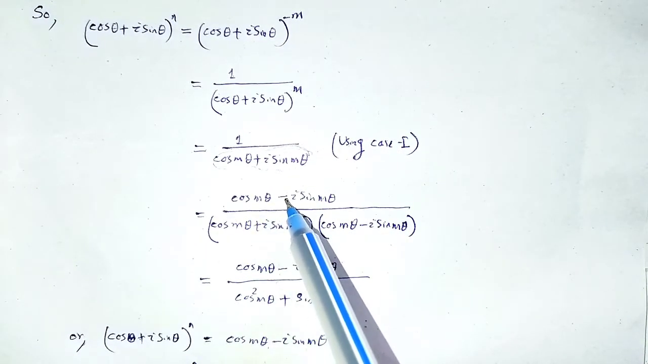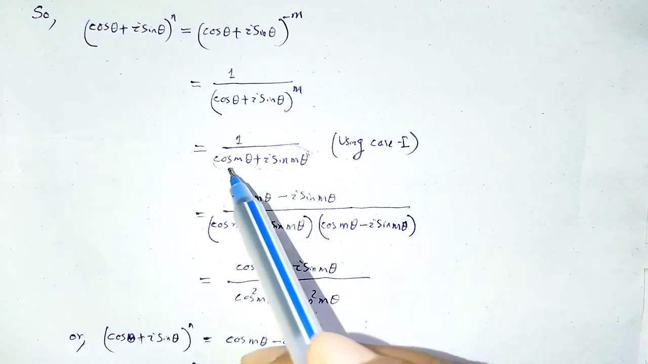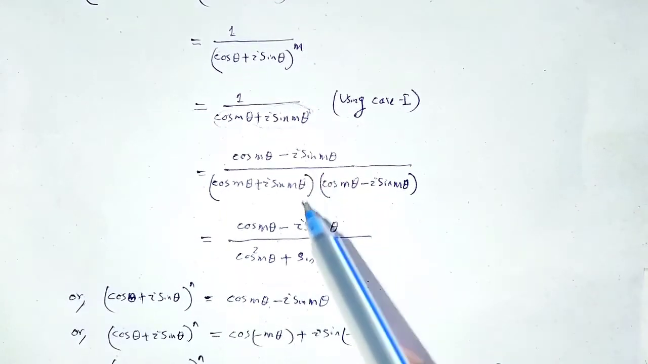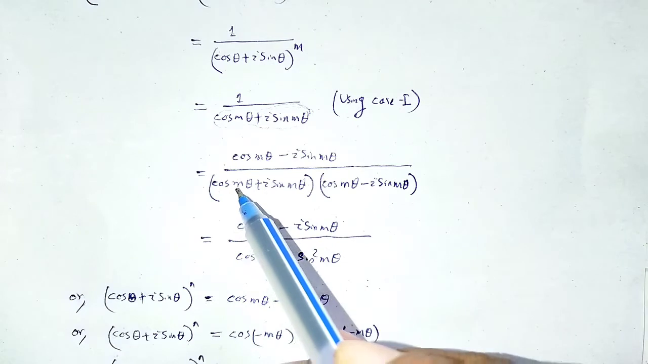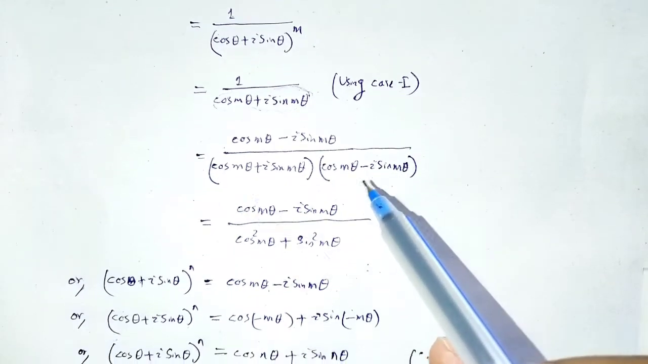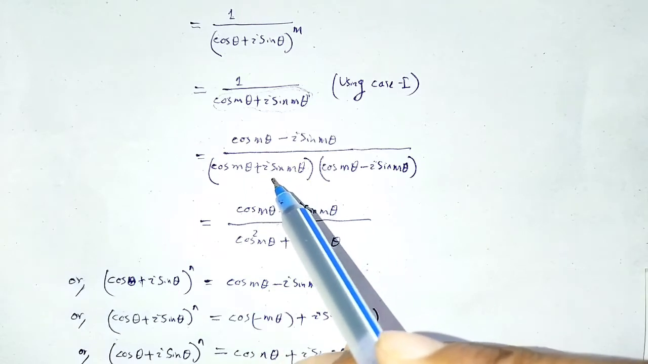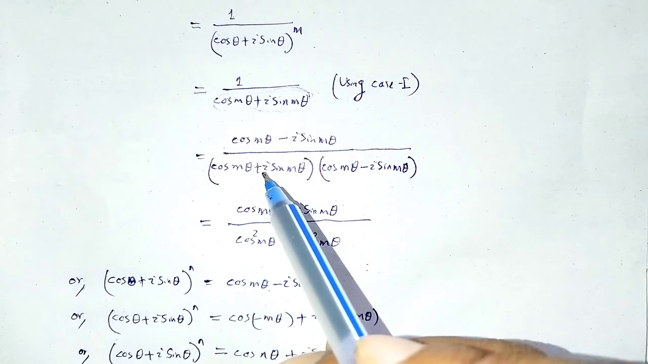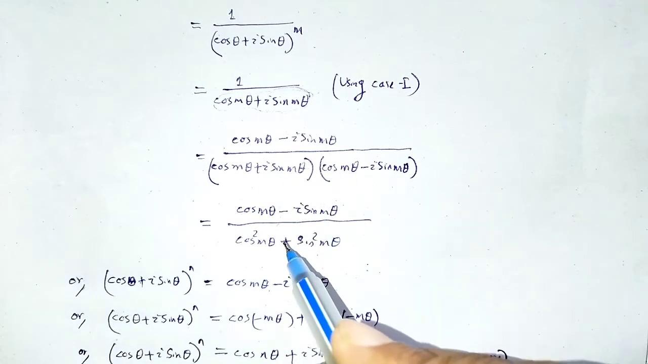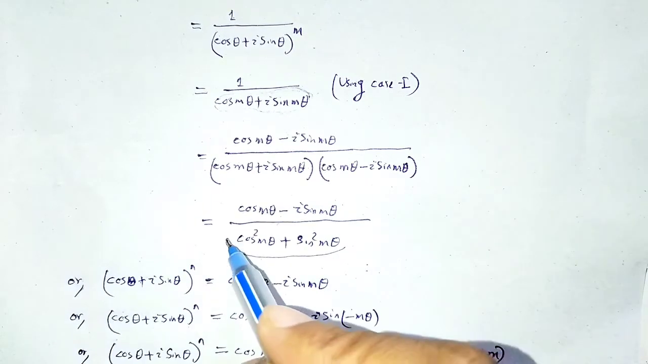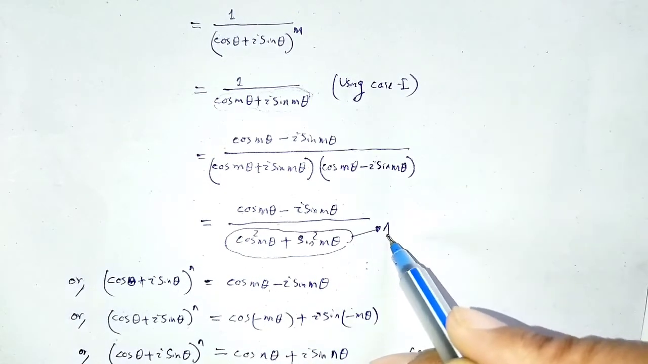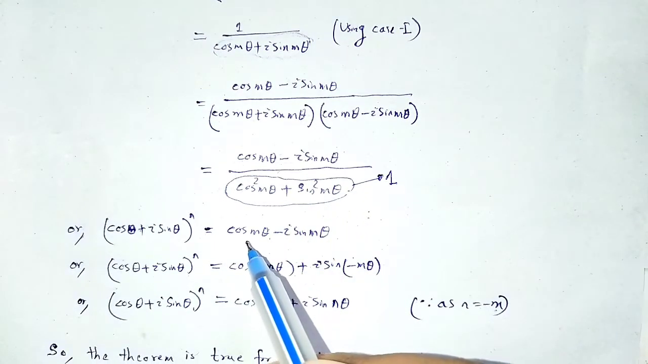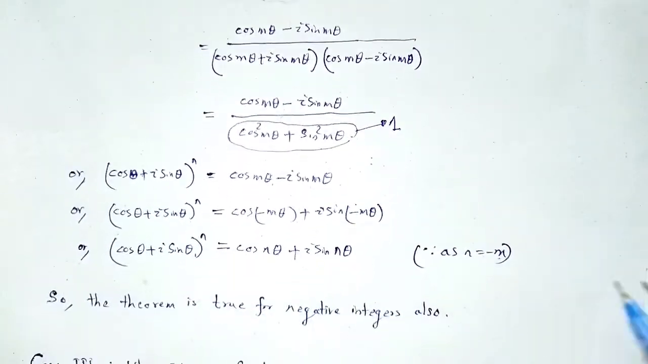So cos m theta minus i sin m theta, as it is the conjugate of that particular term, is multiplied on numerator and denominator. In the denominator, (a plus b) times (a minus b) is a square minus b square. So it results in cos square m theta minus i square sin square m theta. Since i square is equal to minus 1, minus minus is plus, so plus sin square m theta. So cos square m theta plus sin square m theta results in 1. Therefore, that term changes to cos m theta minus i sin m theta.